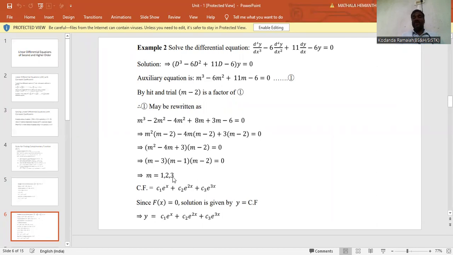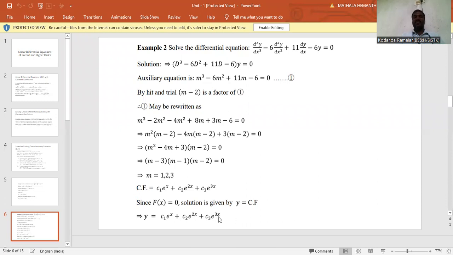Here there are three distinct roots. So that's why the complementary function is C1 e power 1x plus C2 e power 2x plus C3 e power 3x. Here also the RHS term equals 0, so the particular integral is also 0. So only the complementary function is the general solution of that one. Therefore, the general solution is y equals C1 e power x plus C2 e power 2x plus C3 e power 3x. So this is only for the RHS term equals 0.